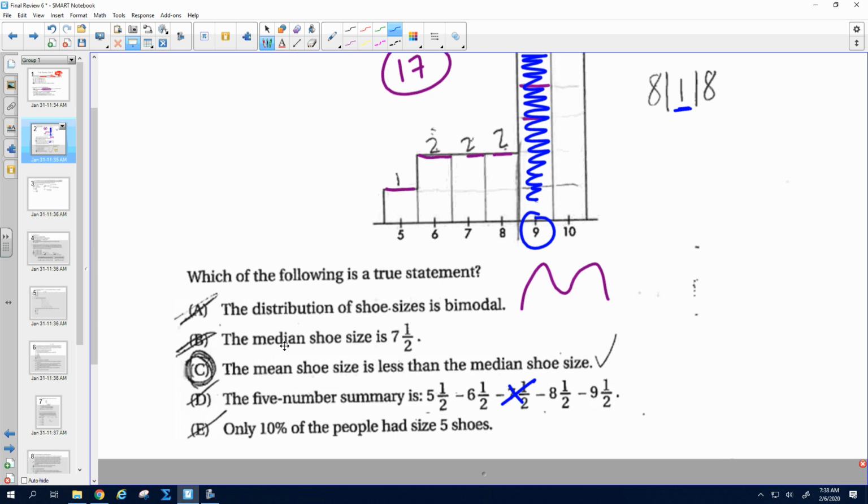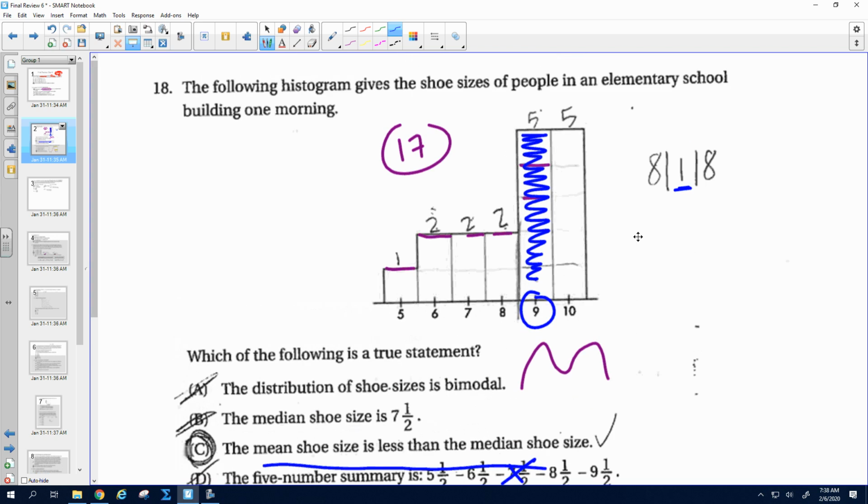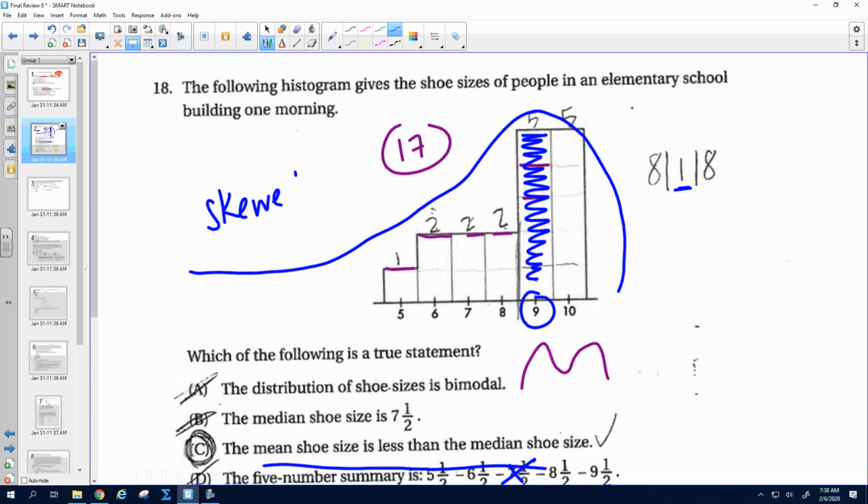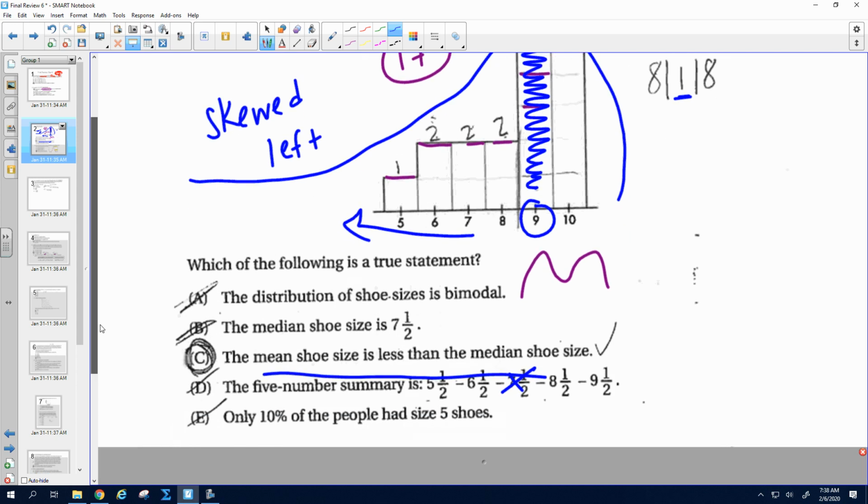And then it says the mean is less than the median. So how do I know the mean is less than the median? Well, this graph is skewed what? I'm going to assume you guys said left. And so the mean is actually pulled towards the tail. And so that would make it C.